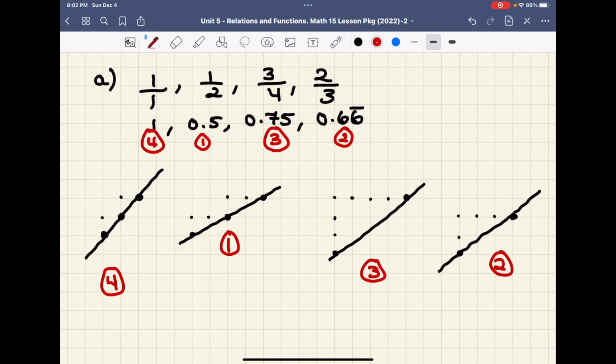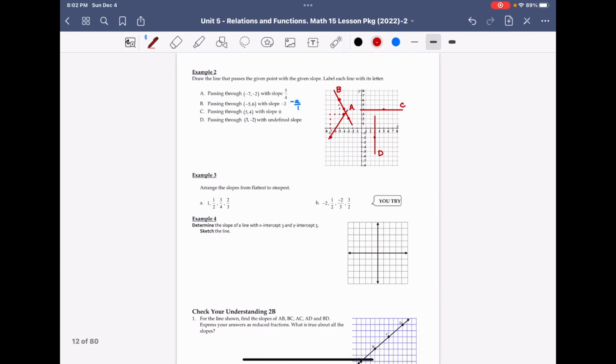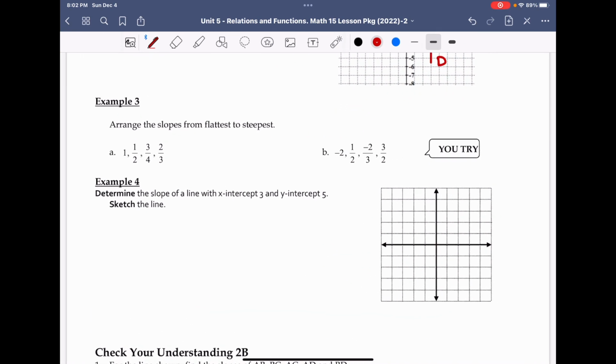So the larger the value for the slope, the steeper the graph. But if it starts getting really fractional, we know that this slope is going to be very flat, almost horizontal or approaching horizontal. All right, now we've solved example A, but I want you to try example B on your own.